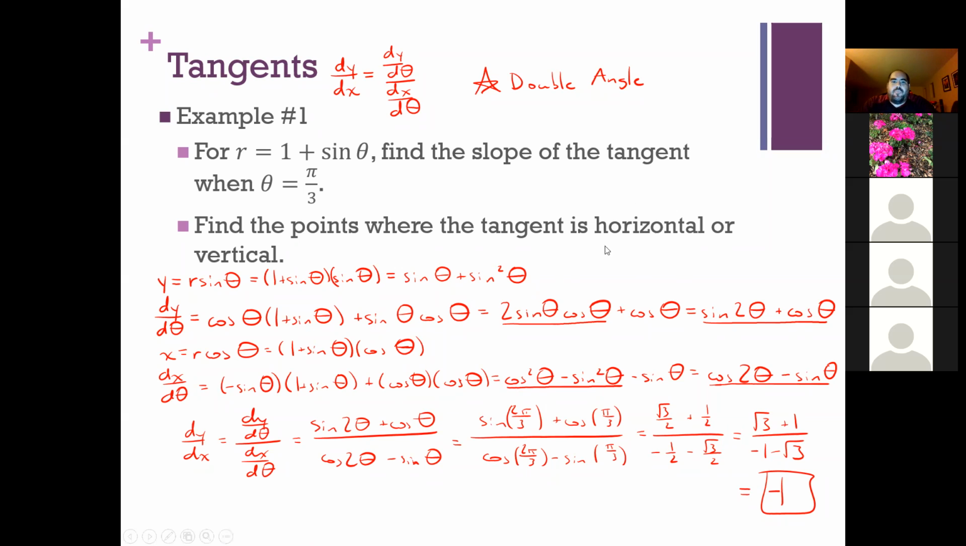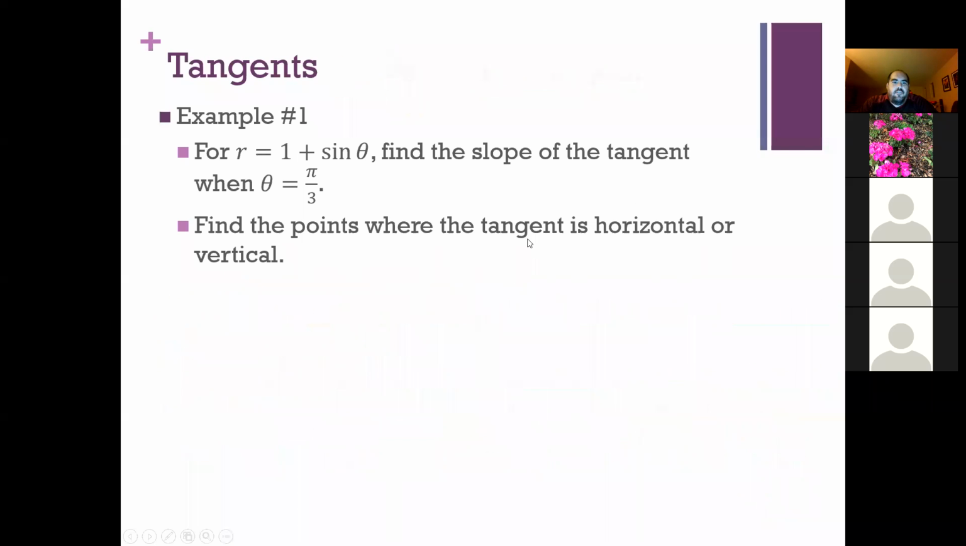Oh, I can't read it. All right. So this next one, I may need some help remembering what I just had. So dy dx equals sine 2 theta plus cosine theta over cosine 2 theta minus sine theta. Yes. Okay, good. So I want the points where the tangent is either horizontal or vertical.